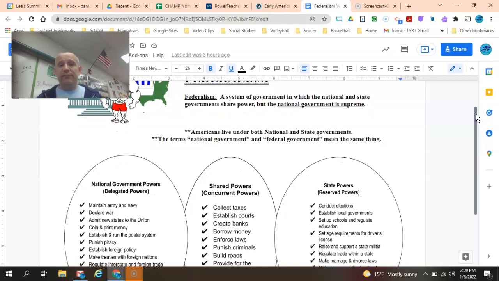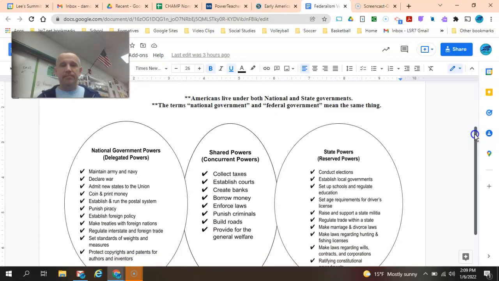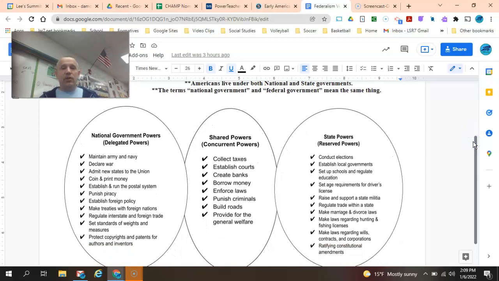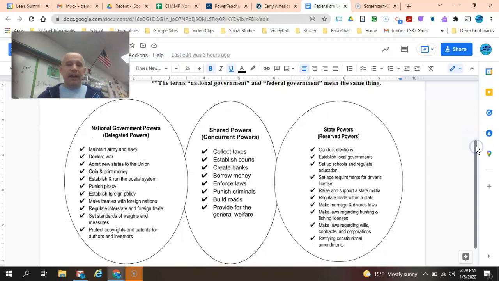So the best way to explain federalism is to look at a Venn diagram. And as you know, a Venn diagram takes 2 topics. One side is about one topic, the other side is about the other topic, and in the middle are characteristics that they share or have in common. So when we're looking at different powers within our government, I have listed them out here in this Venn diagram.